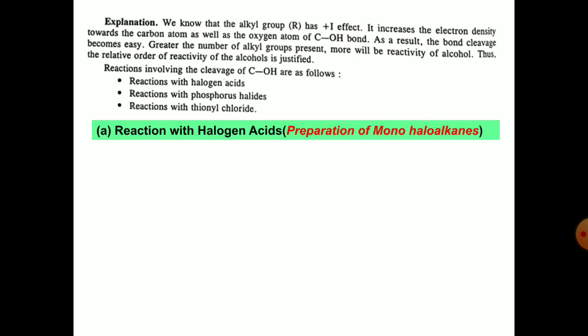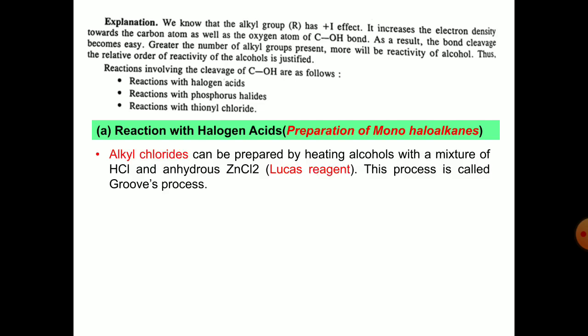The reactions involving the cleavage of a C-OH bond are as follows: reactions with halogen acids, reactions with phosphorus halides, and reactions with thionyl chloride. Students, reactions with halogen acids are for the preparation of monohaloalkanes. Alkyl chlorides can be prepared by heating alcohols with a mixture of HCl and anhydrous ZnCl2, that is Lucas reagent. This process is called Groove's process. I have already told you in the alkyl halide chapter.